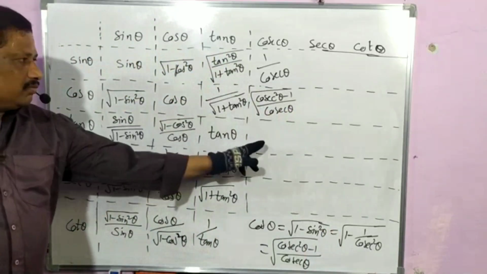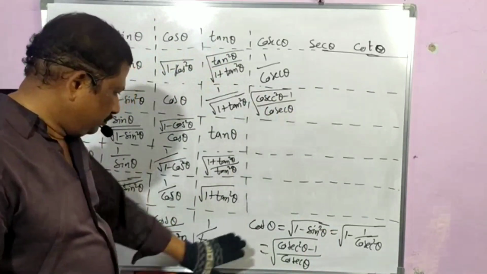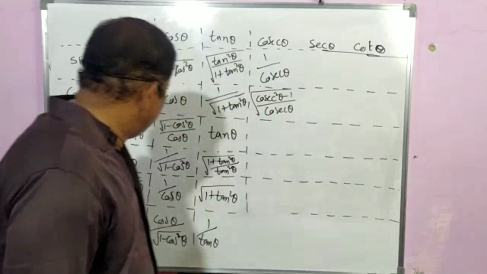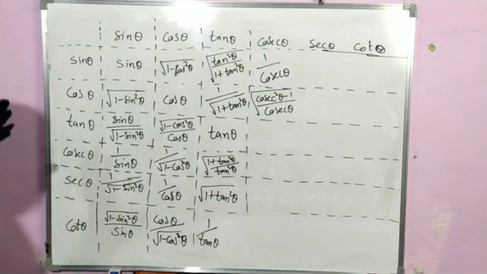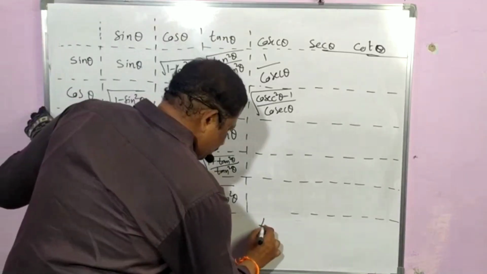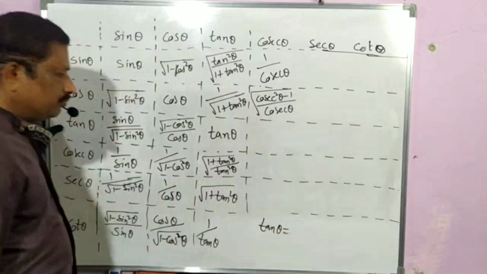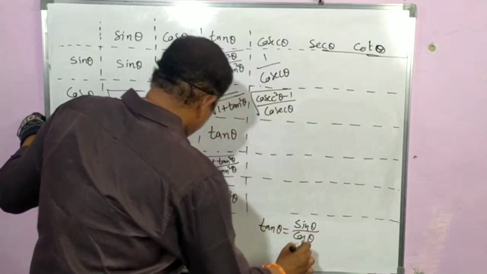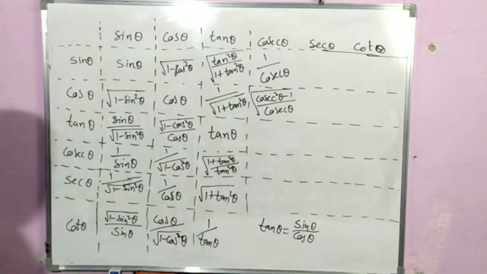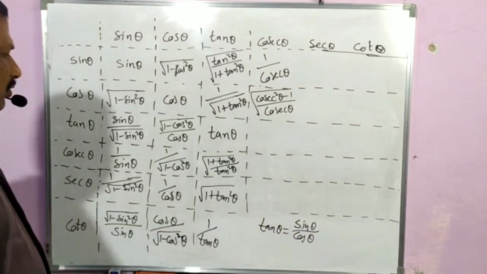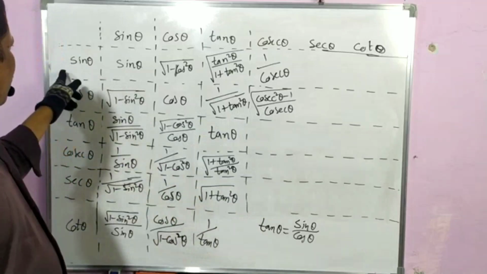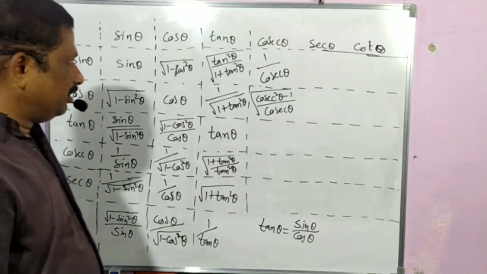Now tan in terms of cosecant. Carefully observe how to convert tan in terms of cosecant. So tan theta is equal to sine theta by cos theta. Sine we can easily convert into cosecant, and cos we already converted. So we substitute both there and we will get tan in terms of cosecant.